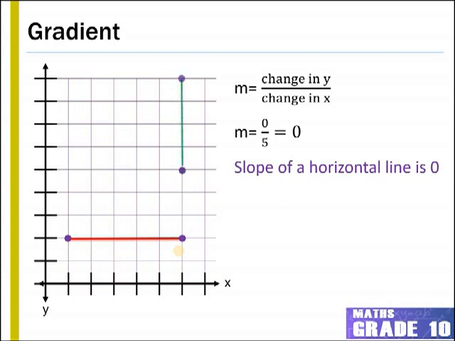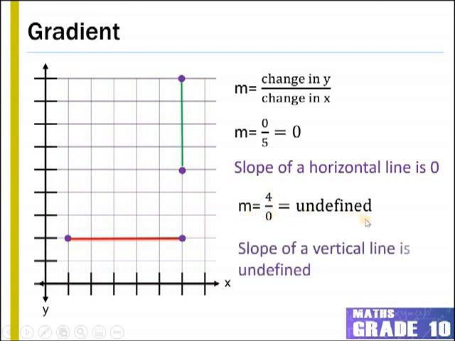Now let's have a look at a vertical line. The change in y is 4 because it's gone up by 4, and the change in x is 0 because it's not gone across at all. So the gradient is 4 divided by 0, which is not defined. The slope of a vertical line is undefined.